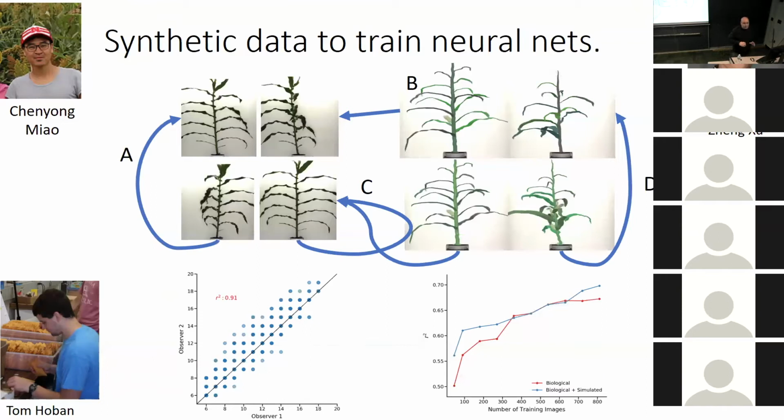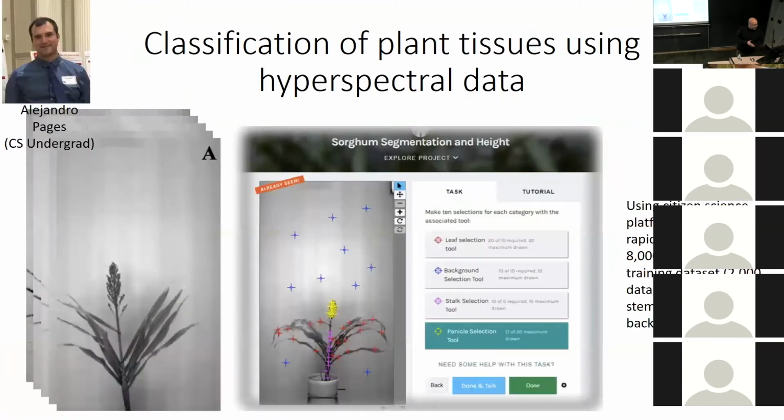So that's one approach to teaching computers how to measure things from images. Another is taking advantage of things like hyperspectral cameras, which perceive the world in very different ways than the way a human being does. So what you see here is a hyperspectral data cube from a particular sorghum plant. This is work from Alejandro Pages, who is a computer science undergraduate in the lab.